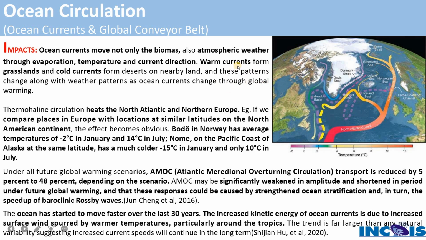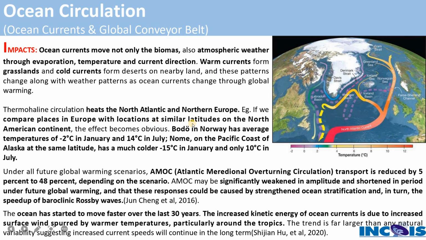So how changes in currents affect climate change, if you want to understand that: warm currents can form grasslands, cold currents can form deserts. So if there is a change in such currents, there definitely will be a chance of change in these landforms as well, in a regional scale as well. So this is one kind of effect that I can say.